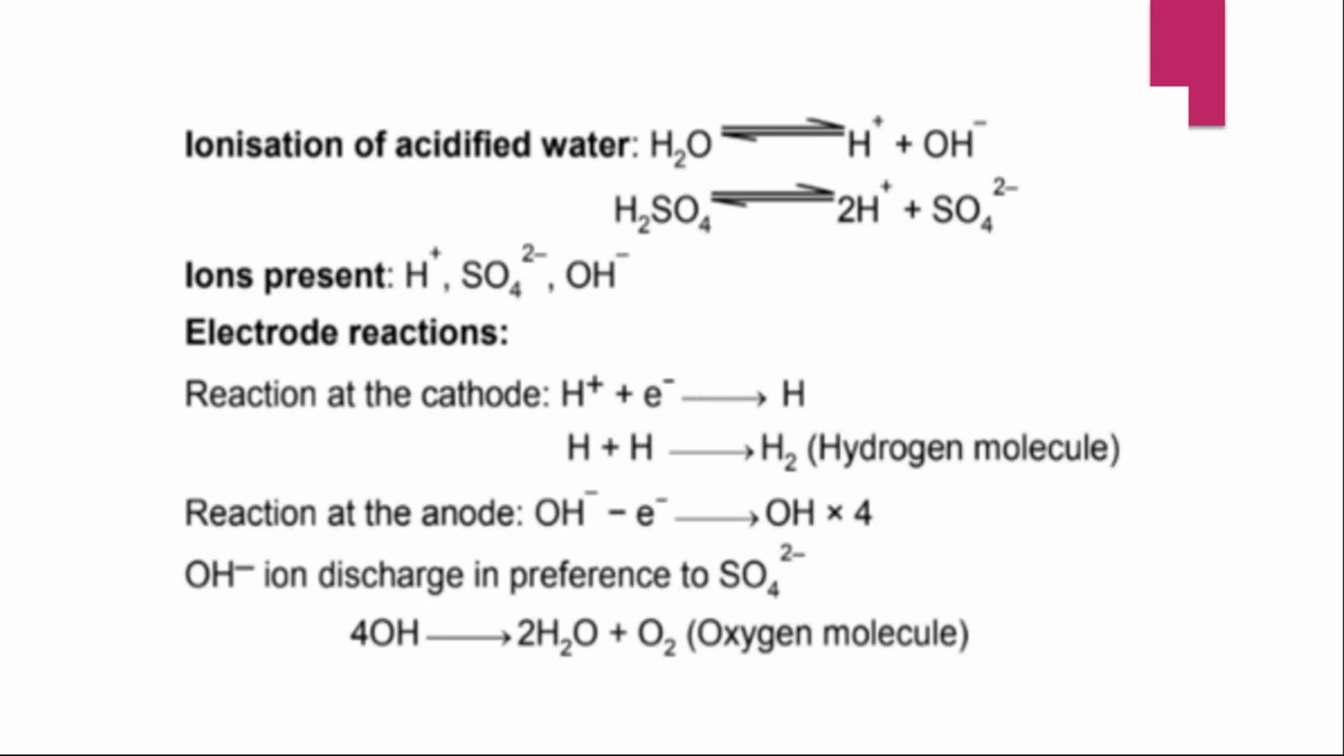Okay, so ionization of the acidified water takes place once you pass current. Hydrogen ions and hydroxide ions are being released, ionized as soon as you pass the electricity through it. The same thing also happens with the ionization of the H2SO4, which releases 2 hydrogen ions and 1 sulfate ion. Just like I told you, you can see the reaction that takes place at the cathode.